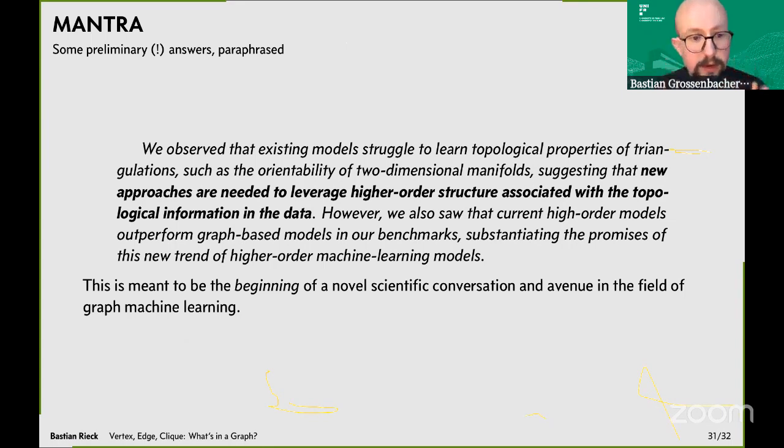Again, this is meant to be the beginning of a novel scientific conversation and avenue in the field of graph machine learning. It's not supposed to be the end. So we're not saying that this data set is perfect the way it is and do all these tasks on it or else. Rather, no, we're just putting this out there as a new data source that other people can benefit from and that they can make use of for their own models.